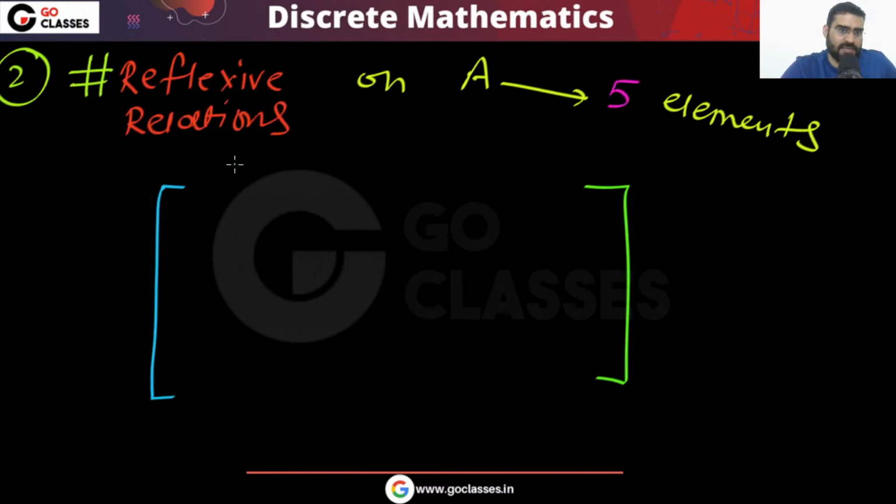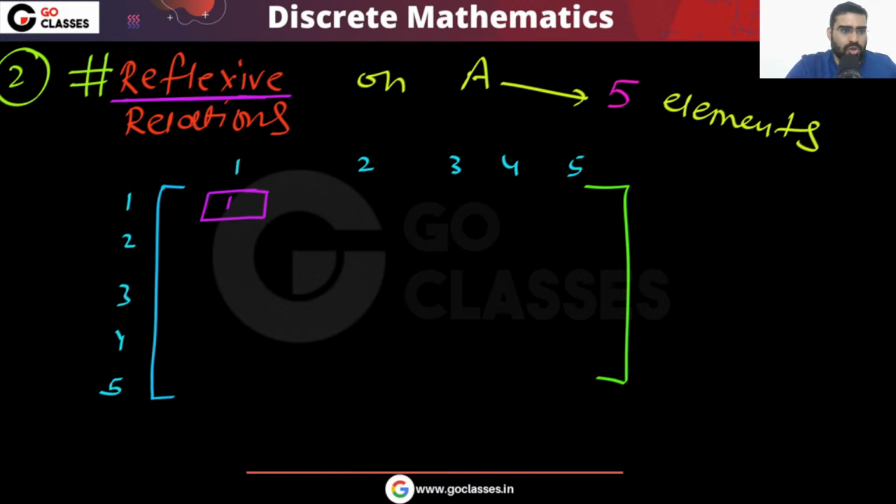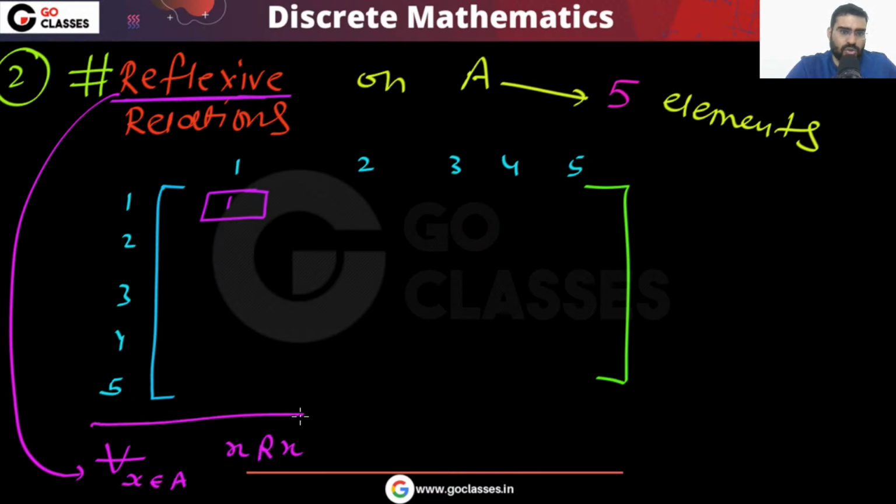So there are total 5 elements: 1, 2, 3, 4, 5. Now you want a reflexive relation. What does it mean? It means that 1 will be related to 1. So there is only one choice here. One should be related to one, because reflexive relation means every element should be related to itself. Reflexive means that for all x belonging to A, x should be related to x. This is the definition of reflexive relation, that every element should be related to itself.